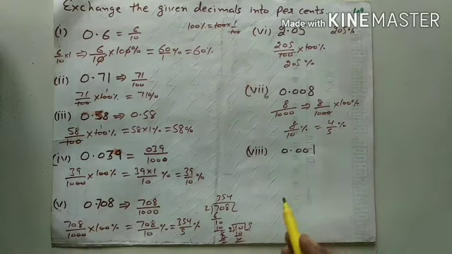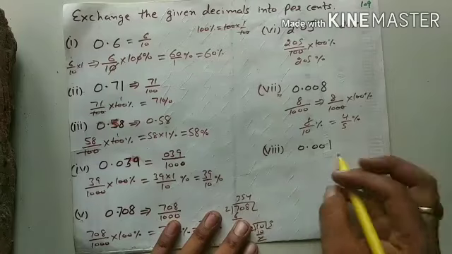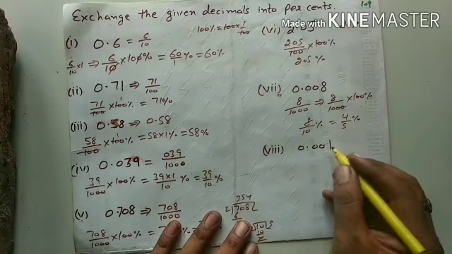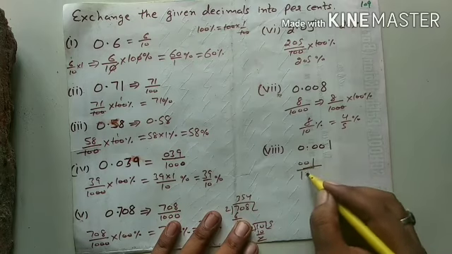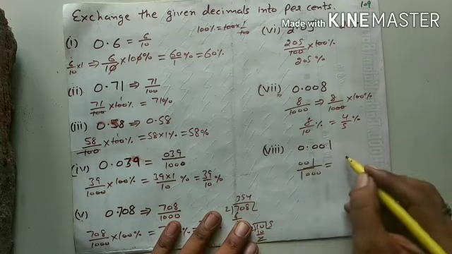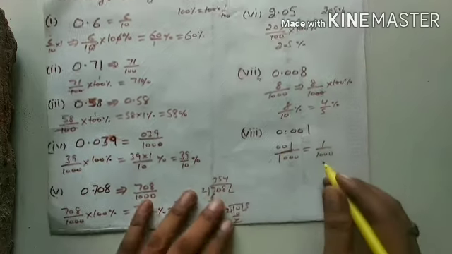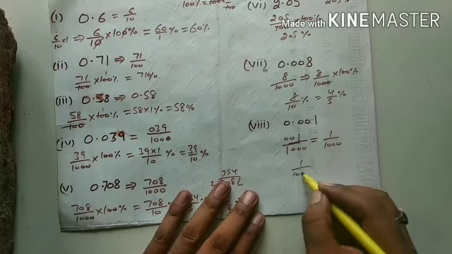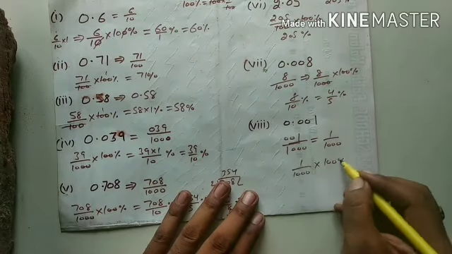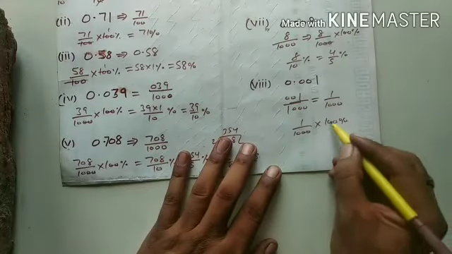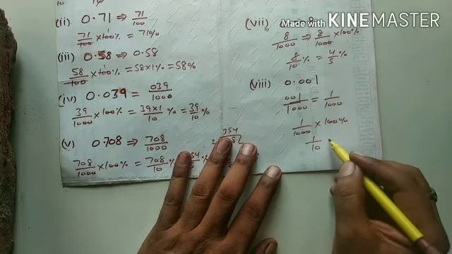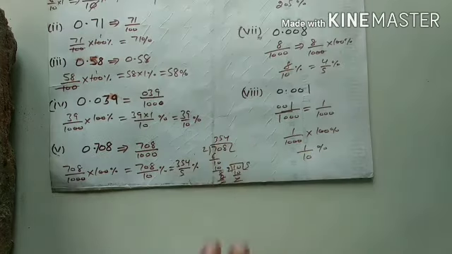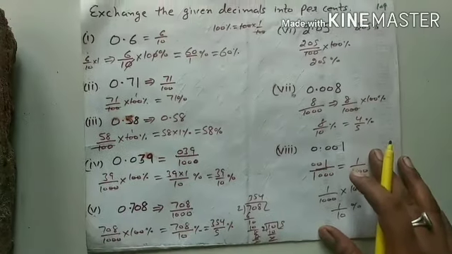Now in the last question, after decimal how many digits are there? 3. Okay, so you will write 001 over 1000. Now 001 means 1 over 1000. Now I will have to convert this 1 by 1000 to percentage. So I will write 100%. Now these two zeros cancel with two zeros. Now 1 multiply 1, that is 1, and in the denominator 10 is there. So 1 by 10%. Now student, I have solved all the questions.